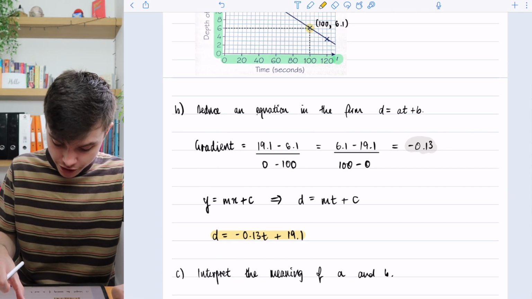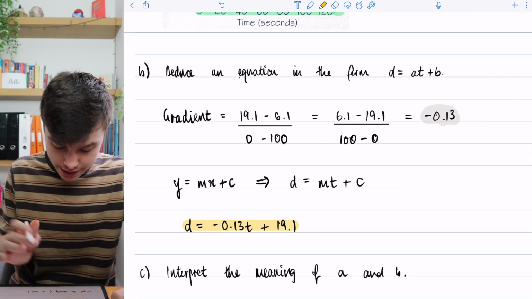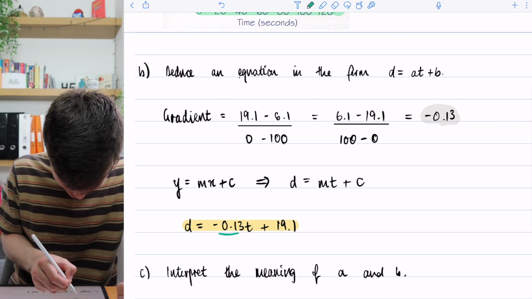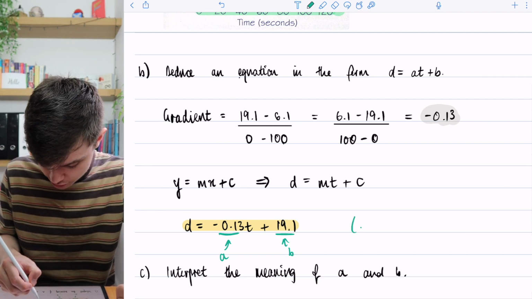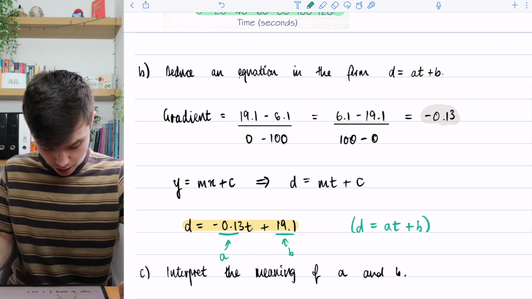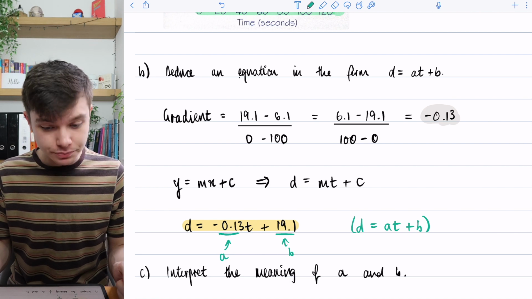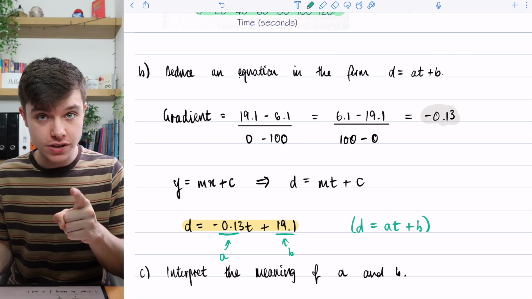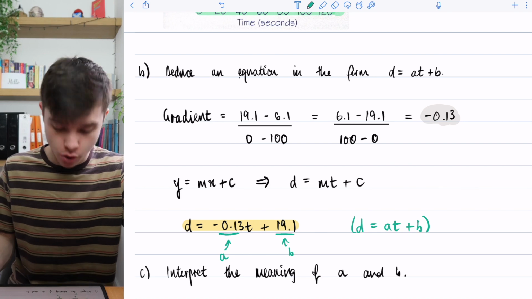Okay? We've got the equation, D is equal to minus 0.13t plus 19.1. This is, I'll do it in a different colour, this is our A value, and this is our B value, just comparing it to what we were asked to find in the question. Okay, so C says interpret the meaning of A and B. A is the change in depth of water in the container every second, okay? Just like the other question.